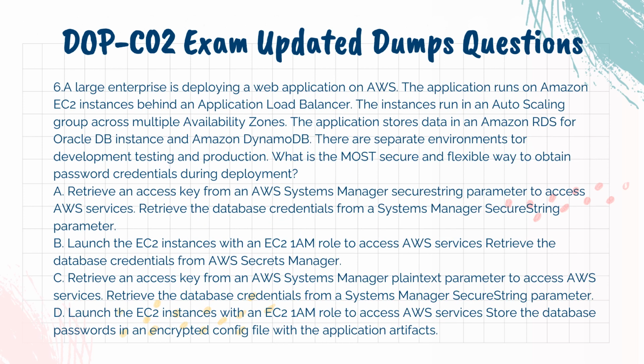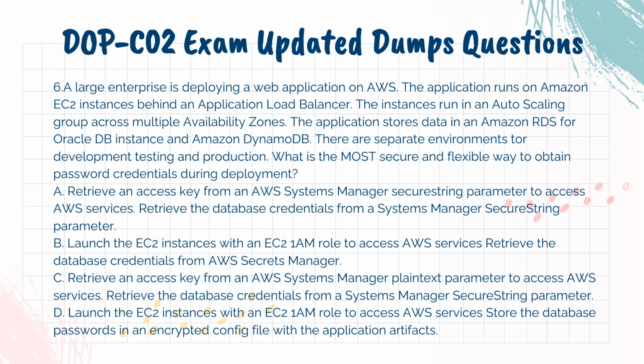6. A large enterprise is deploying a web application on AWS. The application runs on Amazon EC2 instances behind an Application Load Balancer. The instances run in an Auto Scaling group across multiple Availability Zones. The application stores data in an Amazon RDS for Oracle DB instance and Amazon DynamoDB. There are separate environments for development, testing, and production.